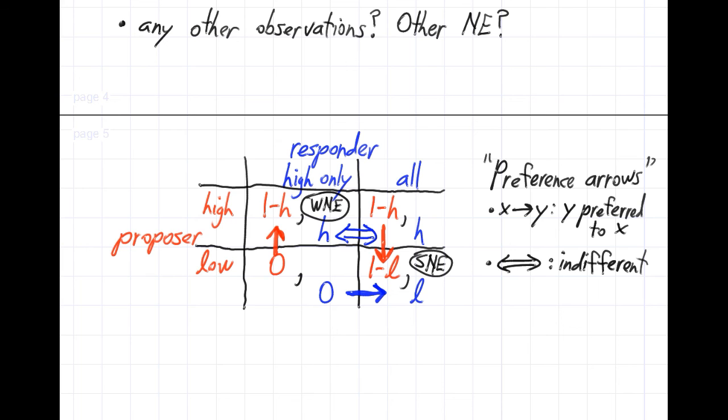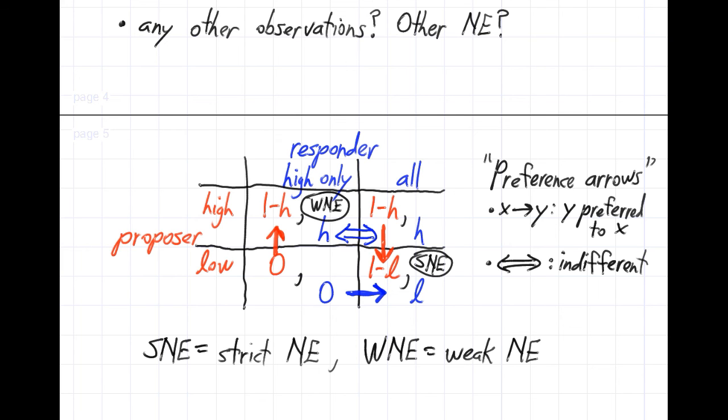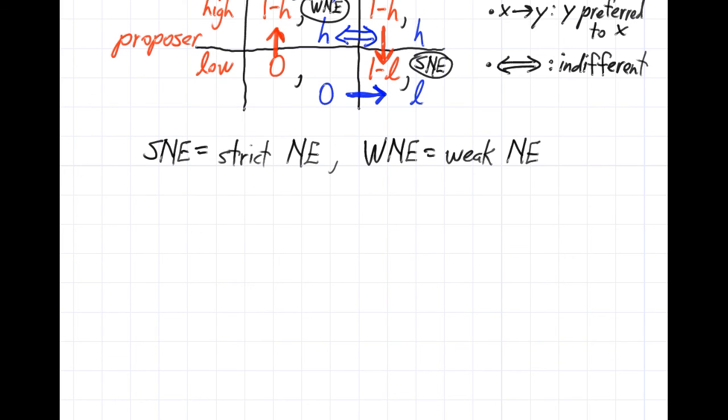And we'll get into these concepts in more depth later in the lectures and in our exercises. For now, let me just define those terms. We have an SNE, which is a strict Nash equilibrium, and a WNE, which is a weak Nash equilibrium. They're both Nash equilibria, but they're not quite the same thing. And these terms, we're going to come across them again and again, so add them to your glossary.